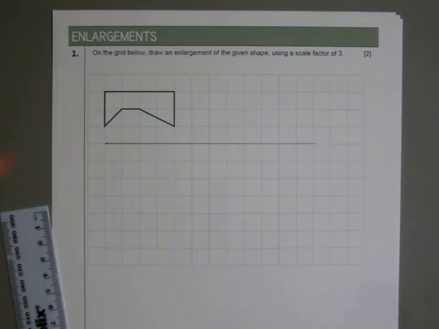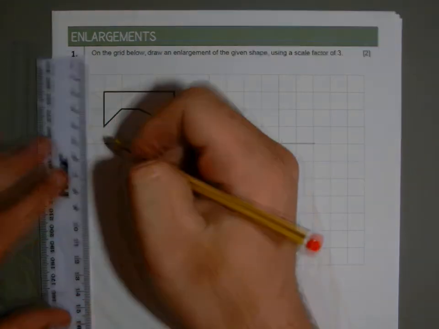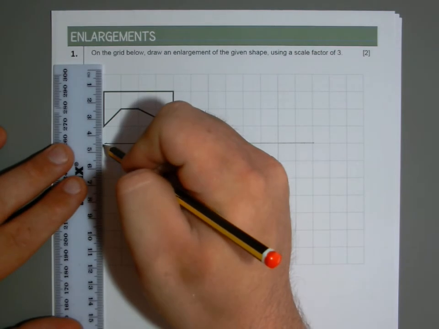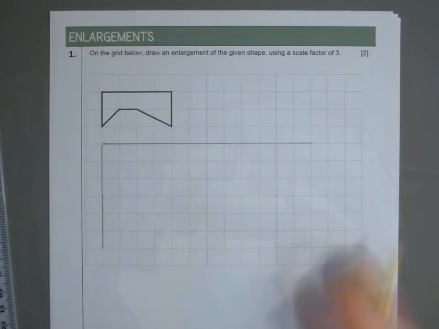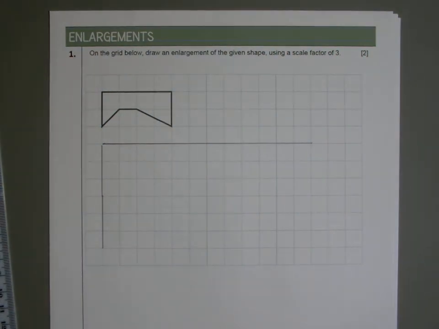Okay, then we've got these sides here. So you can see that side there is of length 2. So now new shape, triple it. So it'll be of length 6. So we go 6 squares down. 1, 2, 3, 4, 5, 6. So you can see I'm going to get this to fit on the grid.